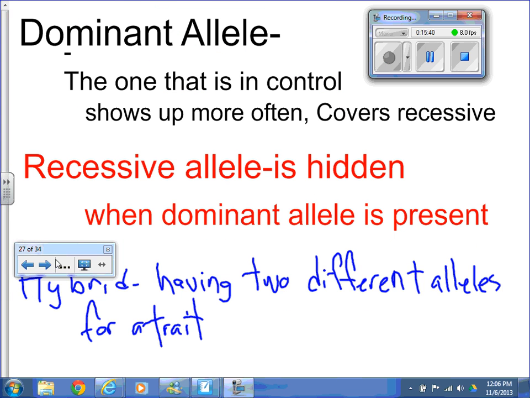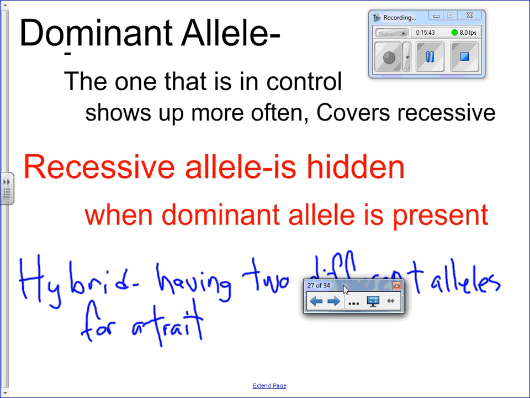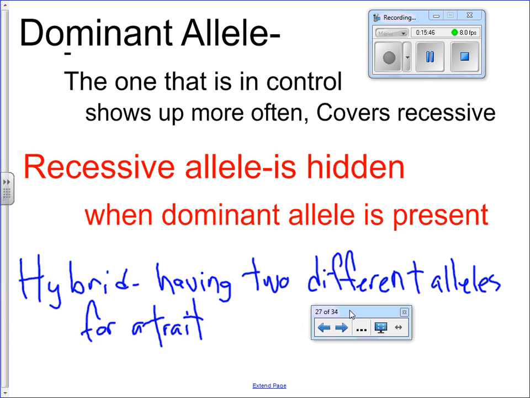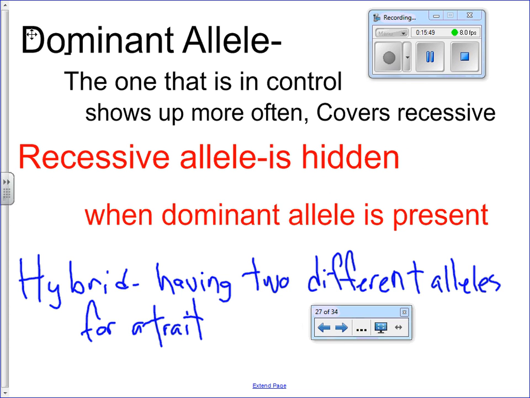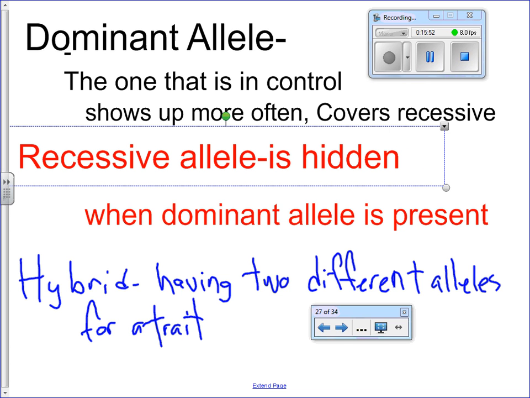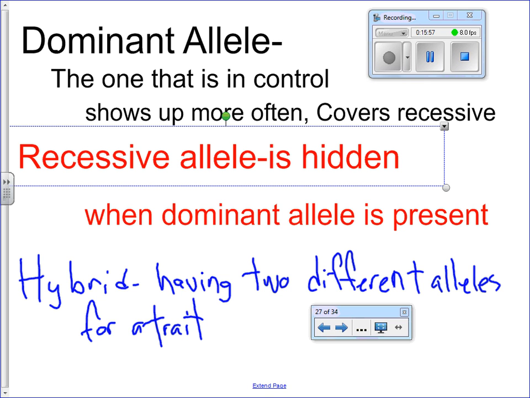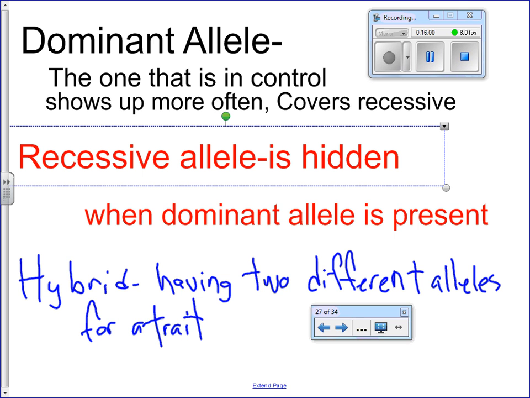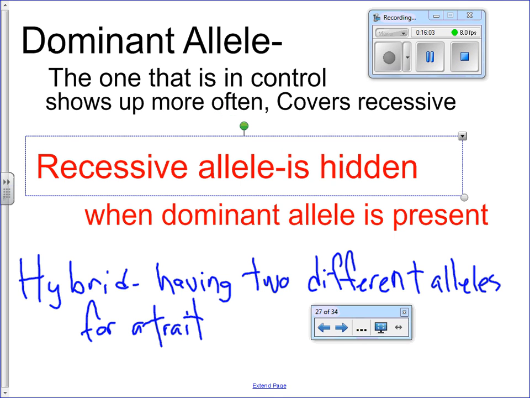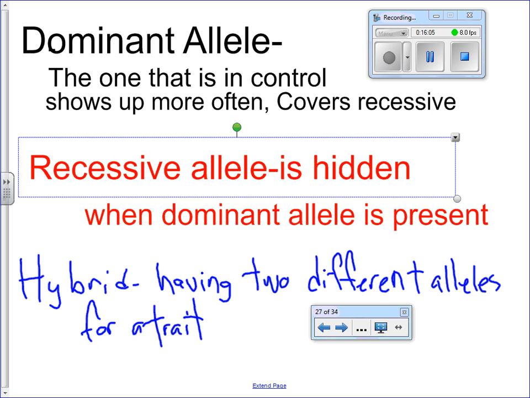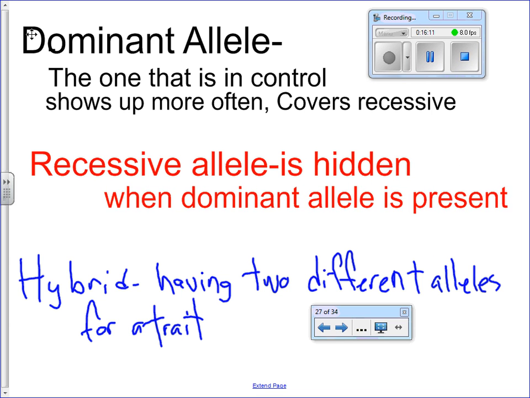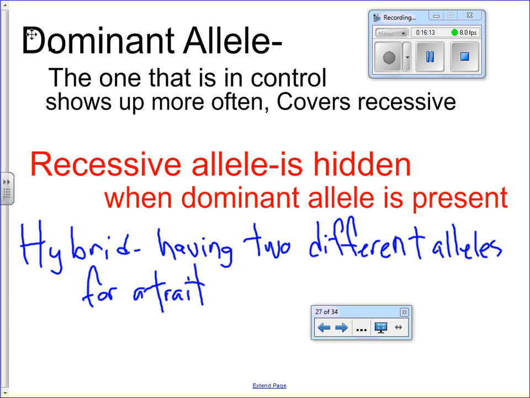And then the last two words, and again, we'll get into a quick summary of what Mendel did: dominant allele and recessive allele. So there's allele again. Dominant is easy to remember, right? The dominant one is the one that's in control, just like your everyday use of the word dominant. The dominant allele shows up more often and covers up the recessive allele. And then the recessive allele is the opposite. It's hidden if the dominant allele is present. A hybrid, in this case, has two different alleles, one dominant and one recessive. And a purebred has two of the same allele.